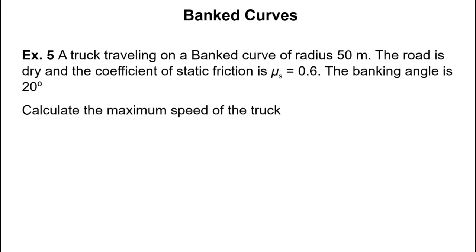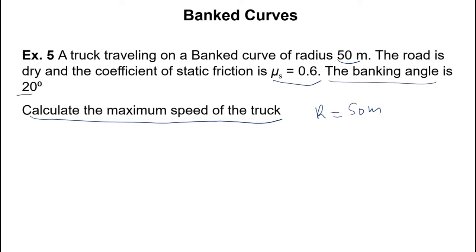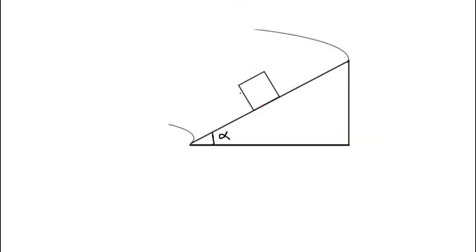In this example, we are going to find the maximum speed of the truck when the radius r of the banked curve is 50 meters, the coefficient of friction is 0.6, and the banking angle alpha is 20 degrees. To find the speed of the truck, we are going to use Newton's law.